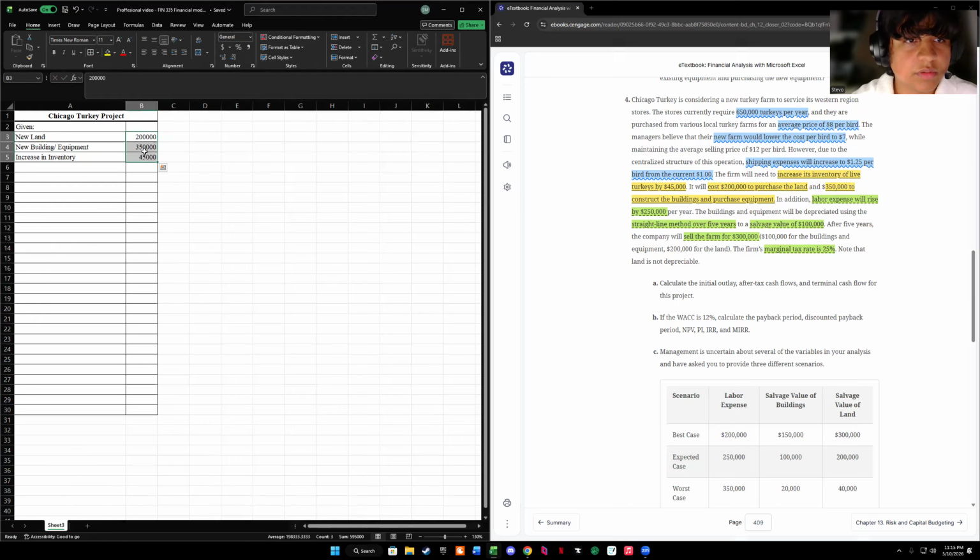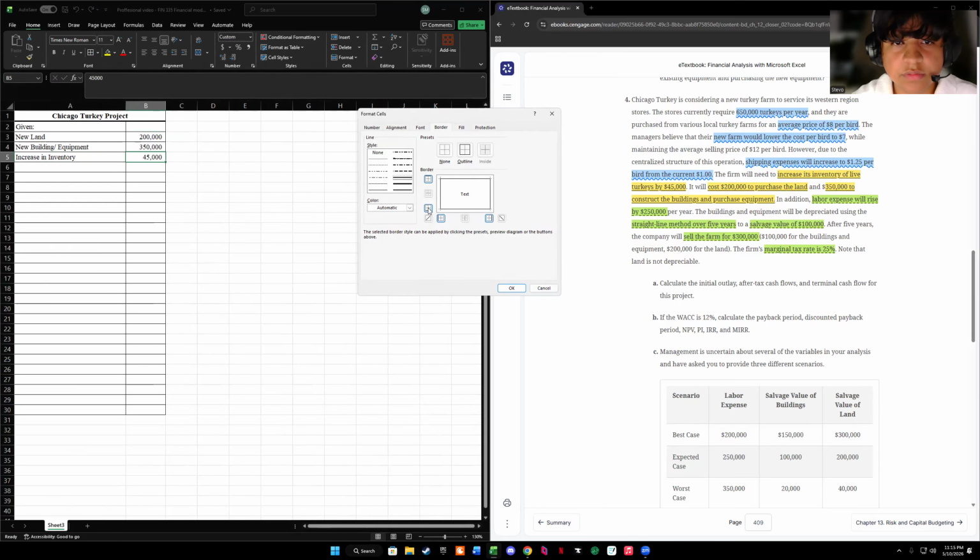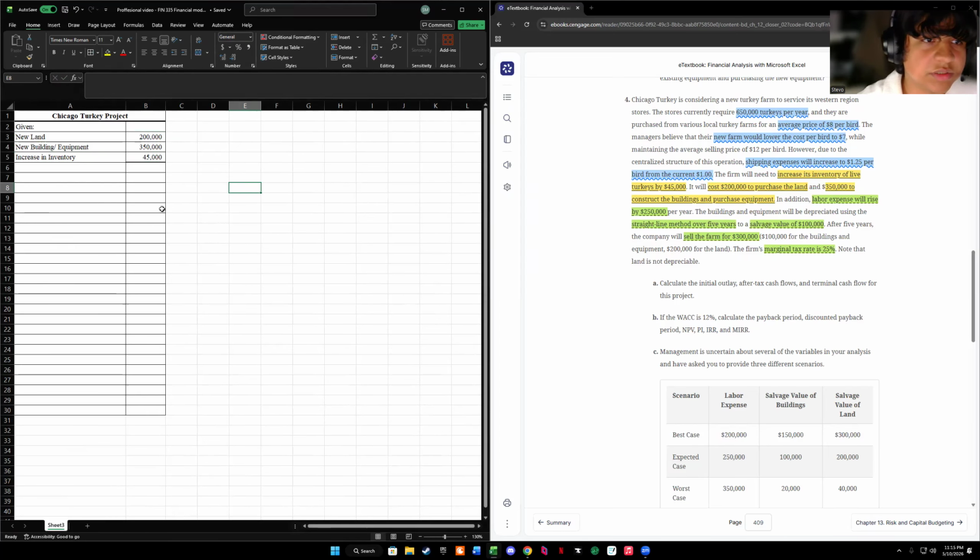Really quickly, I'm just going to style this, just to separate it, so it's easier and looks better. Now I'm going to do the information that's given to solve some of the cash flows. First of all, the biggest one being turkeys per year, of 650.